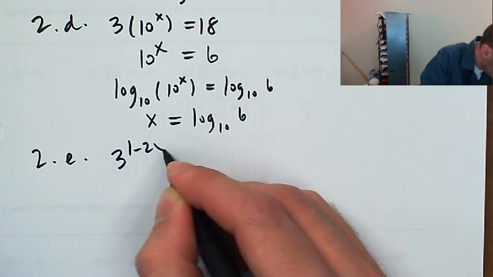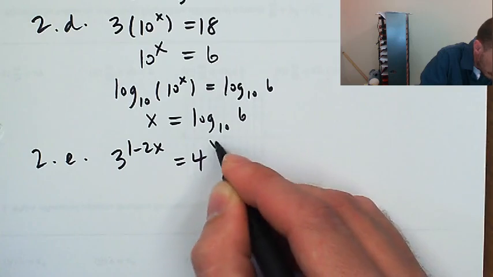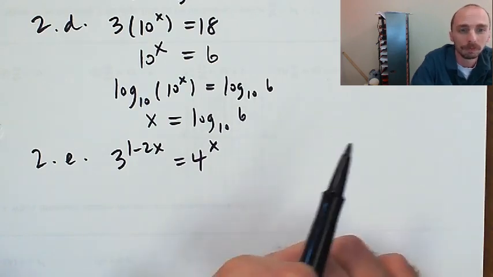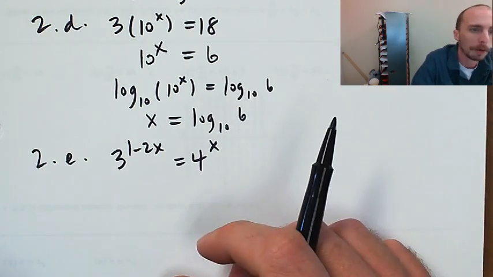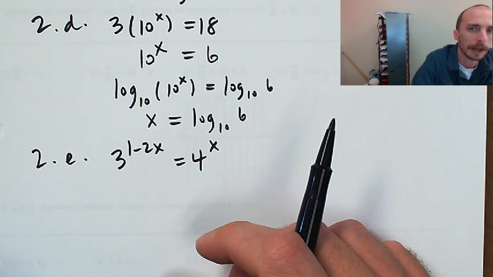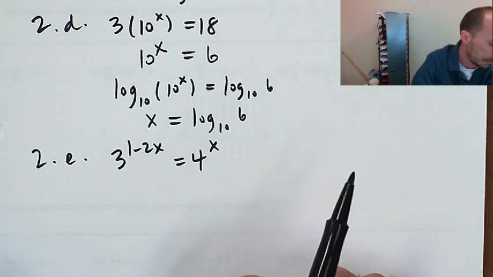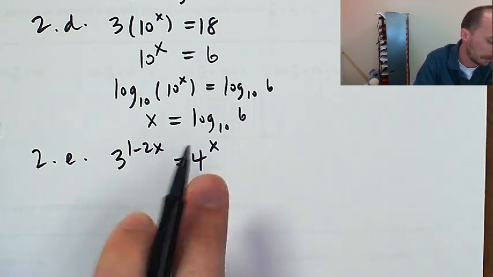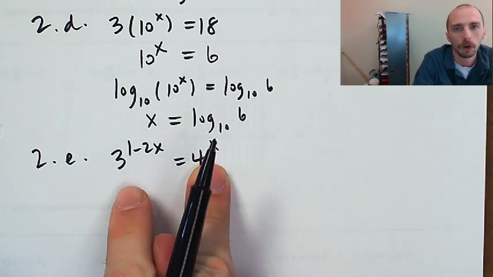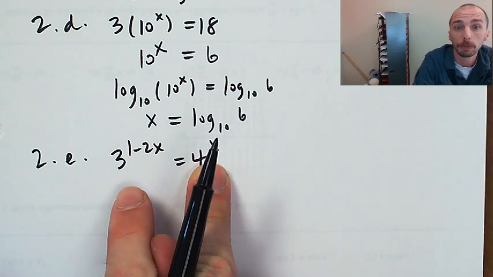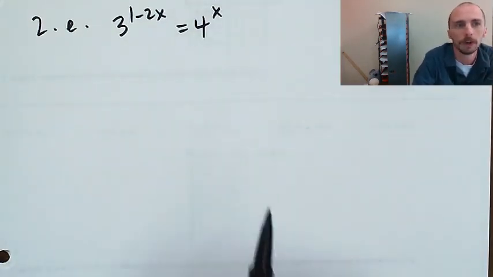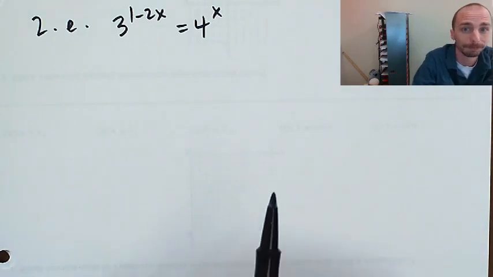3 to the 1 minus 2x equals 4 to the x. Okay, this one is just sitting there right in the middle of the homework, and this one's kind of tough. Okay, my recommendation is that when you have different bases, just take the natural log of both sides, and then use an exponent or use a log property. Okay, and this is one of those that I'm going to slip in there on the homework.